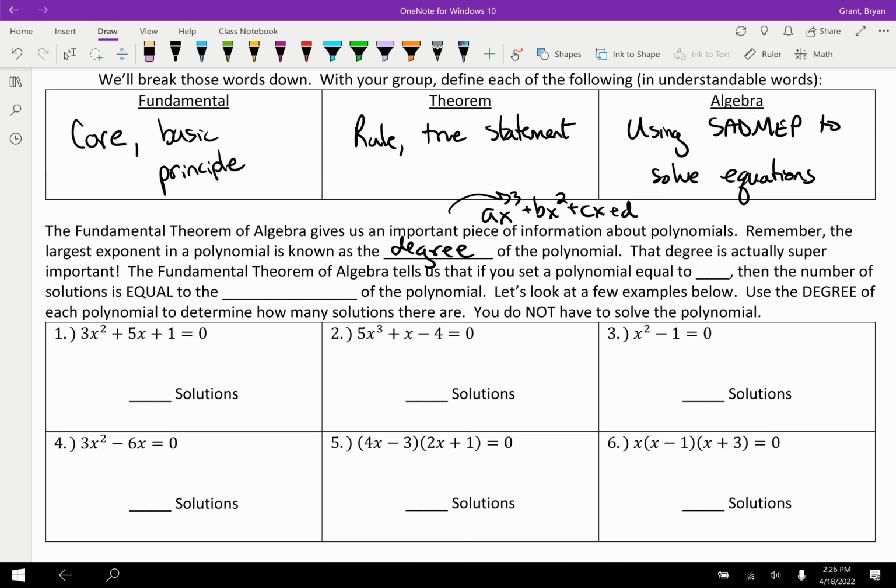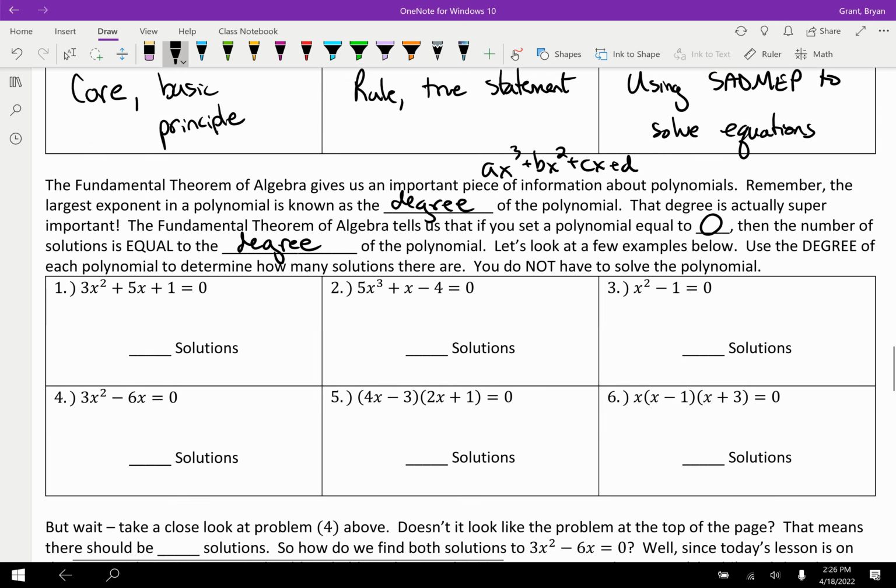It turns out, though, that that degree is actually super important because the fundamental theorem of algebra tells us that if you set a polynomial equal to 0, then the number of solutions, so the number of x values you find when you isolate x, is equal to the degree of the polynomial.